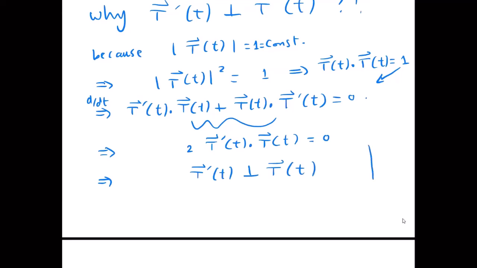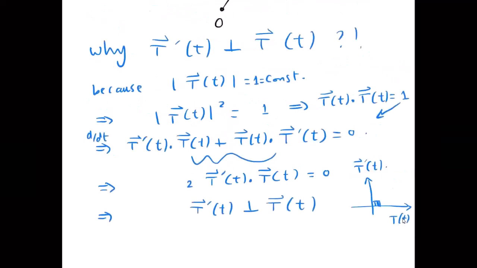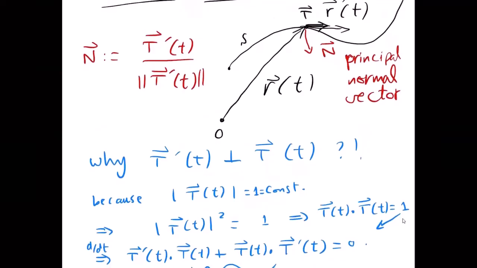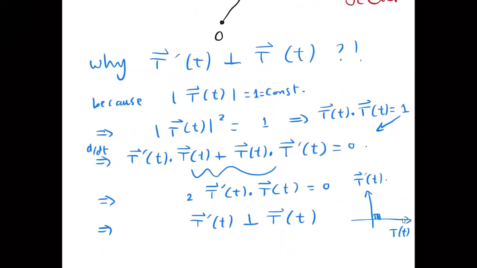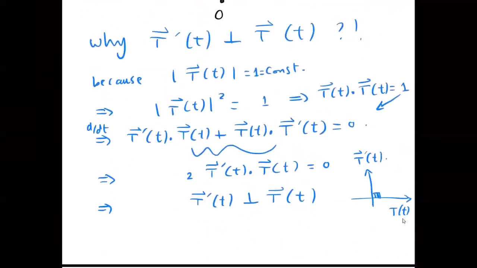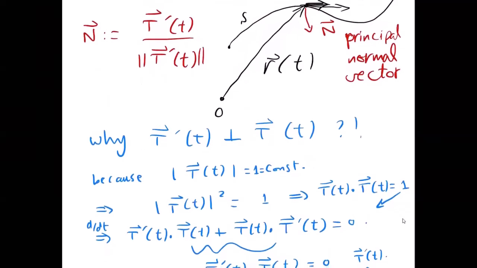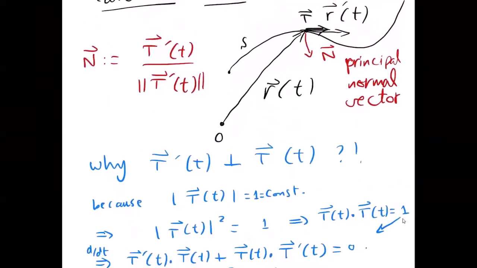Same idea. T of t is moving like this. Whenever it is, its derivative is perpendicular to it. This is the proof. This is a very easy thing to prove. This is a repeated idea. This proves that T prime is orthogonal to T, but does not prove that T prime is a unit vector. So to be sure that we get a unit normal vector, we divide T prime of t by its magnitude.